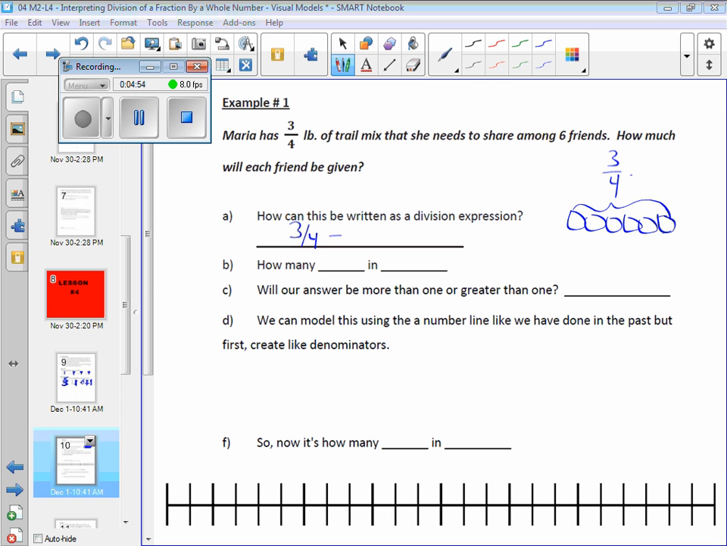That's 6 divided by 3/4. That's not this. If you want me to model that, I can. Watch, I'll show you what 3/4 is. Shade 3. That's what 6 divided by 3/4 looks like. That's not the same as this. And it helps you.